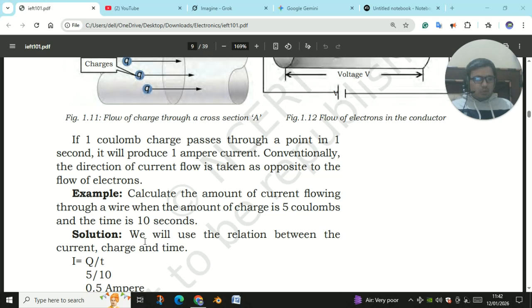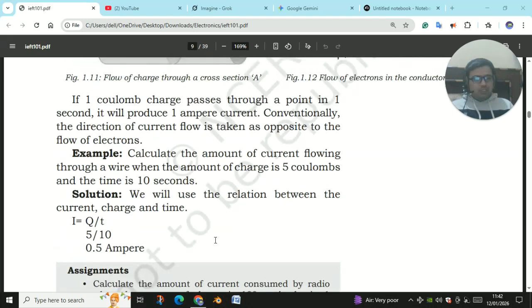Example: calculate the amount of current flowing through a wire when the amount of charge is 5 coulombs and the time is 10 seconds. Solution: we will use the relation between the current, charge and time. I is equal to Q upon T, which is 5 upon 10. So this is 0.5 ampere.